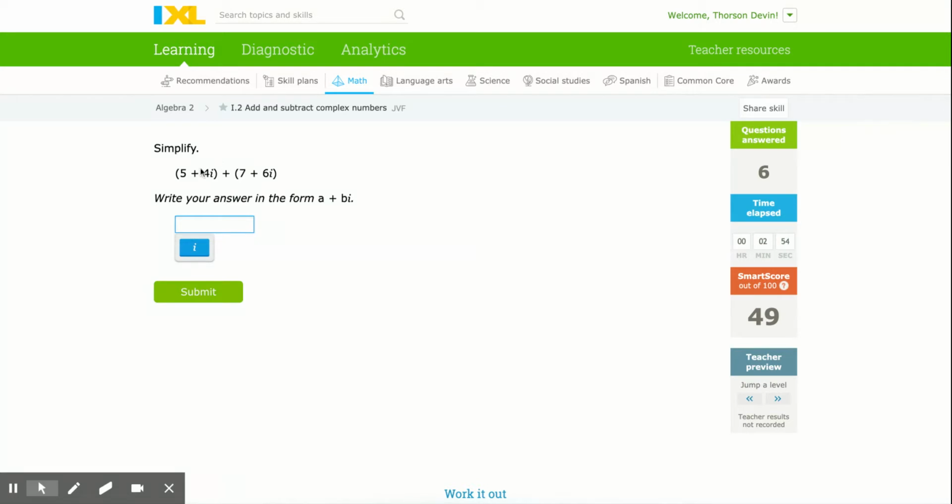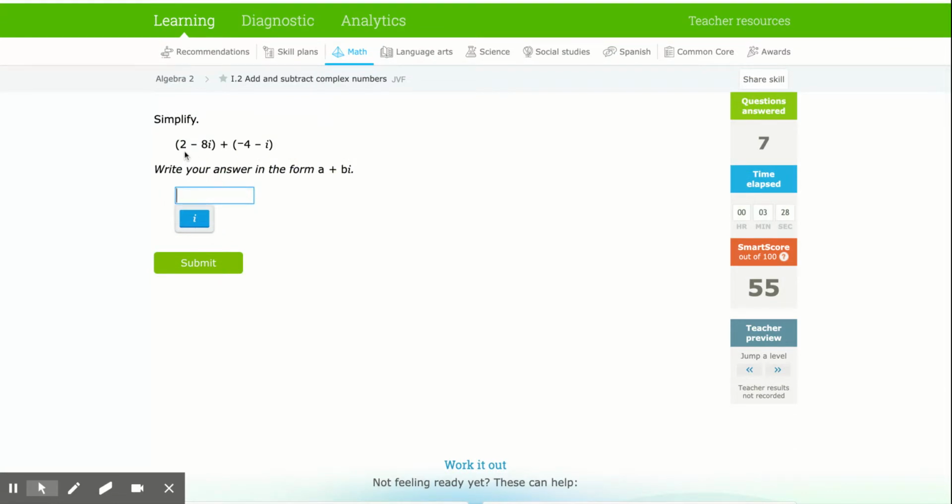All right, here we have two complex numbers. They put them in parentheses. They really don't need to do that, but they have. And so we're going to add the real parts. Those are like terms. The 5 and the 7 we add. That gives us 12. And then the 4i and the 6i add up to plus 10i. So again, the a part is 12 because that's the two real parts, the 5 and the 7 added. The bi is the 10i because the 4 and the 6 is 10i.